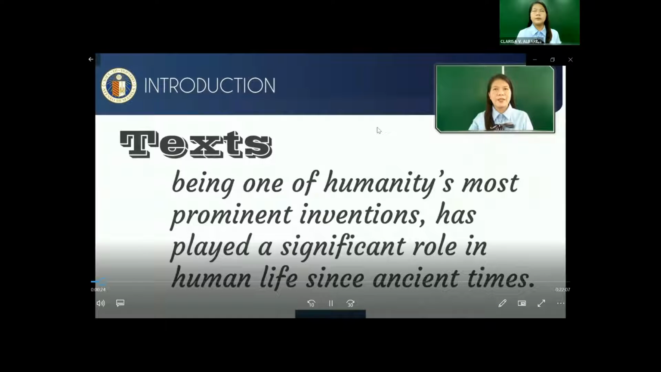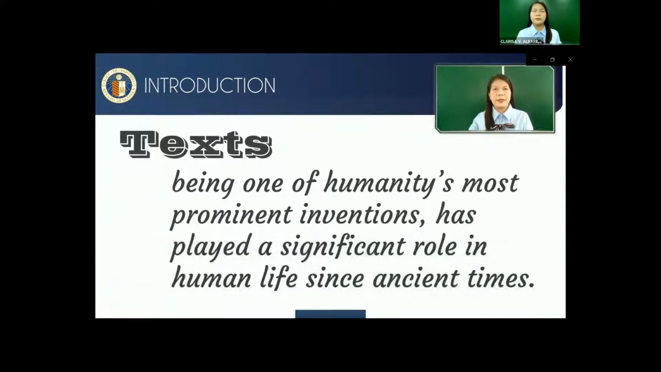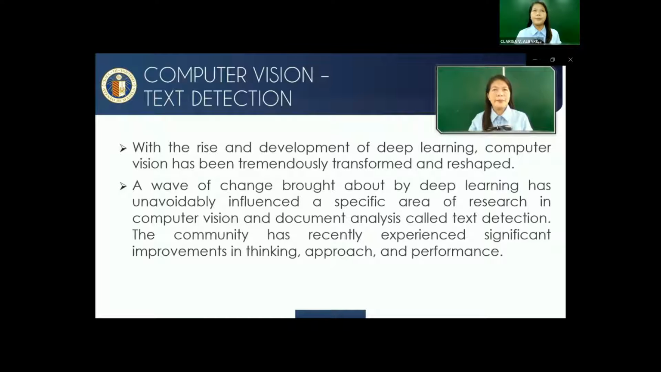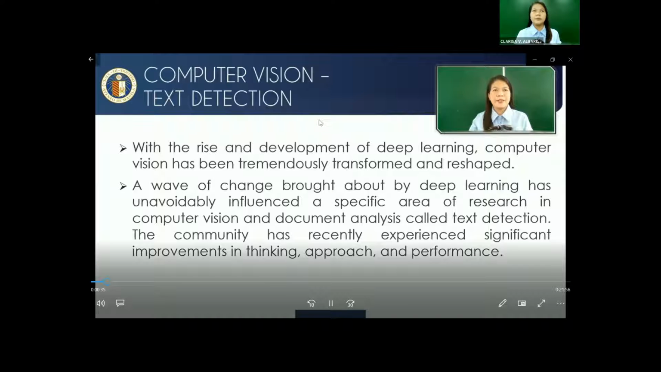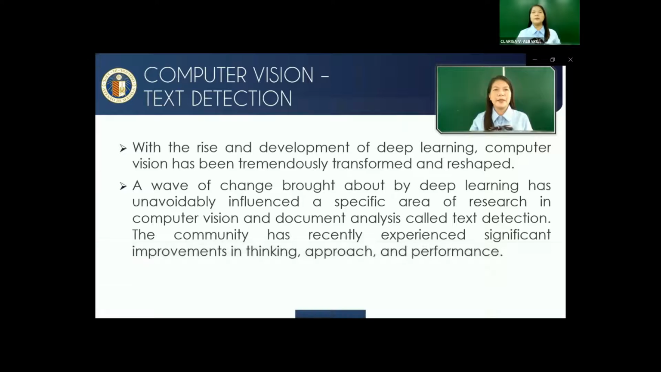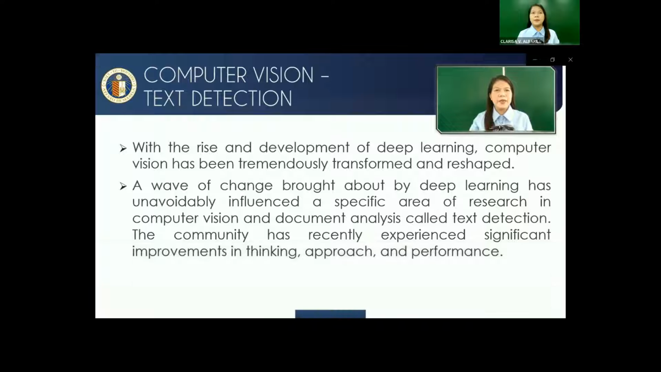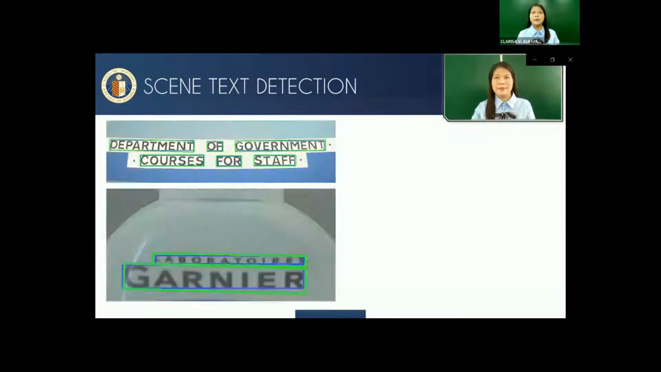Text, being one of humanity's most prominent inventions, has played a significant role in human life since ancient times. With the rise and development of deep learning, computer vision has been tremendously transformed and reshaped. A wave of change brought about by deep learning has unavoidably influenced a specific area of research in computer vision and document analysis called text detection. The community has recently experienced significant improvements in thinking approach and performance.